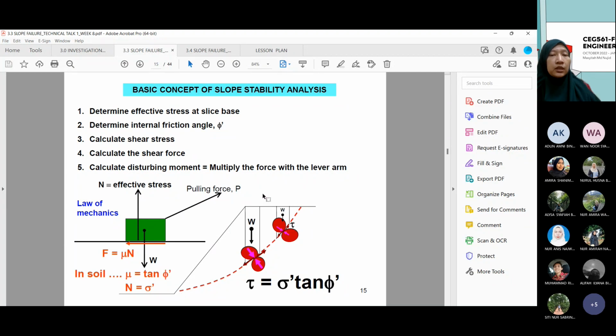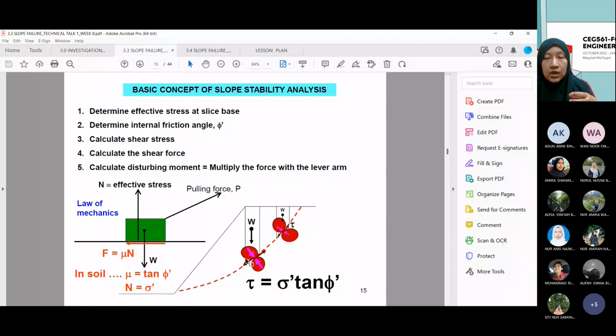If you split the slip mass above the slip circle into a few vertical slices, you can analyze it using manual calculations, finding the disturbing moment and calculating the resisting moment so that you can get the factor of safety. But it takes time to do all this analysis because we have to divide our slip mass into vertical slices and do the calculation.